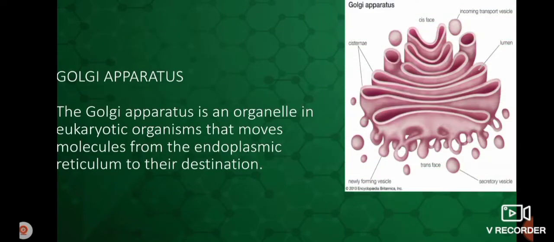And we have the Golgi apparatus. The Golgi apparatus is an organelle in eukaryotic organisms that moves molecules from the endoplasmic reticulum to their destination. From the word destination, the function of the Golgi apparatus is to tell the proteins where to go. Like the room numbers of our school, they tell the students where to go.